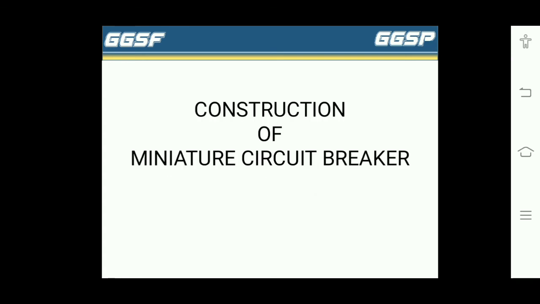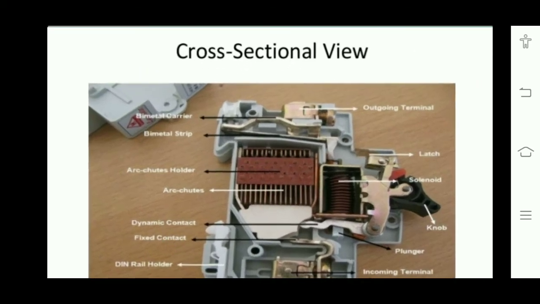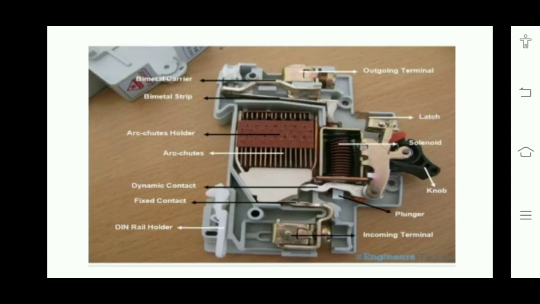Construction of miniature circuit breaker. You can see the closer section view. First, incoming terminal, plunger, knob like a switch, solenoid, latch, outgoing terminal, bimetallic carrier, bimetallic strip, arc cutters holder, arc cutters, dynamic contact, fixed contact, DIN rail holder.